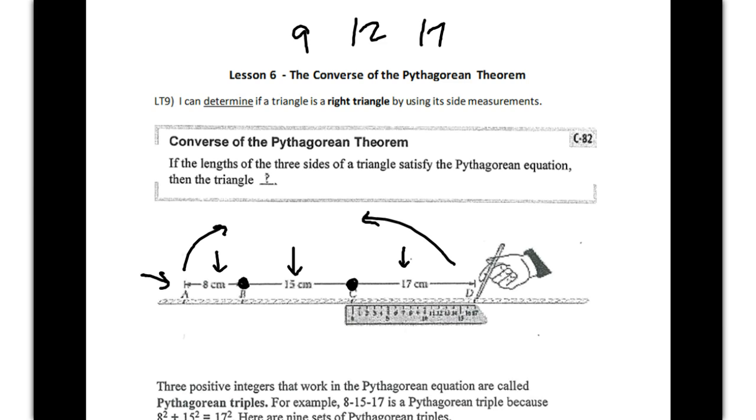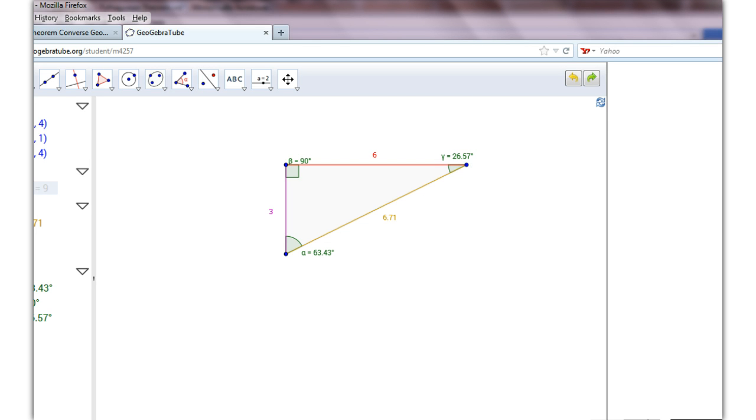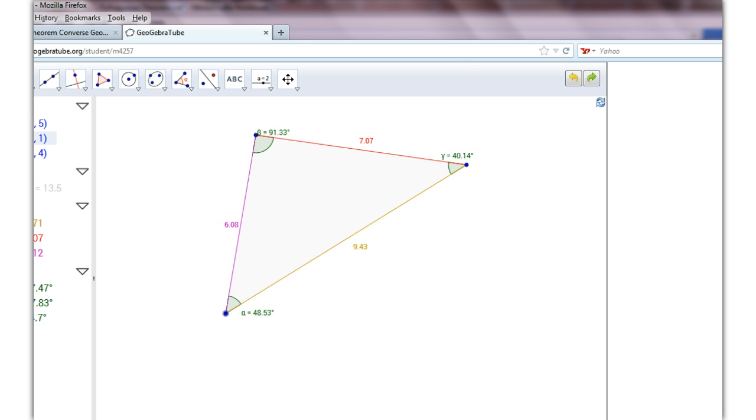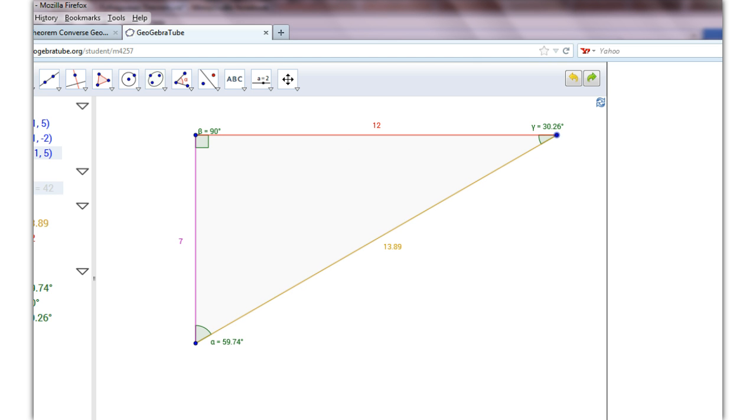So let's look at an example of some triangles on a piece of paper here. I apologize, I can't make it too much bigger, so hopefully you can see this pretty well, unless you're using a smartphone. But I want you to focus on the purple side, the left side, the 7 length, and then the above one, the 12 length, and then 13.89. So each of the three side lengths is what we're looking at.